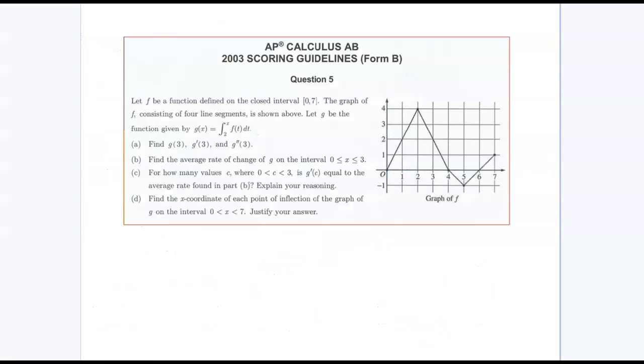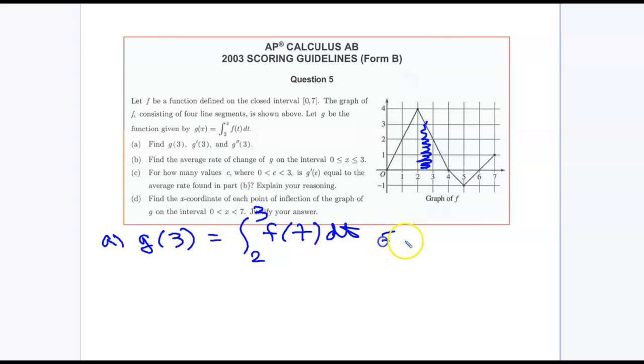In our next example, we're looking at a 2003 exam. Again, we have a function defined as an integral. In part A, we are asked to find g of 3. That's the area under the graph from 2 to 3 of f of t dt, and 2 to 3 is simply going to be this trapezoid. So to figure out g of 3, this is going to be 1/2. The base is 1. My left height is 4. My right height is 2. So this ends up being 6 times 1/2, which is going to be 3.